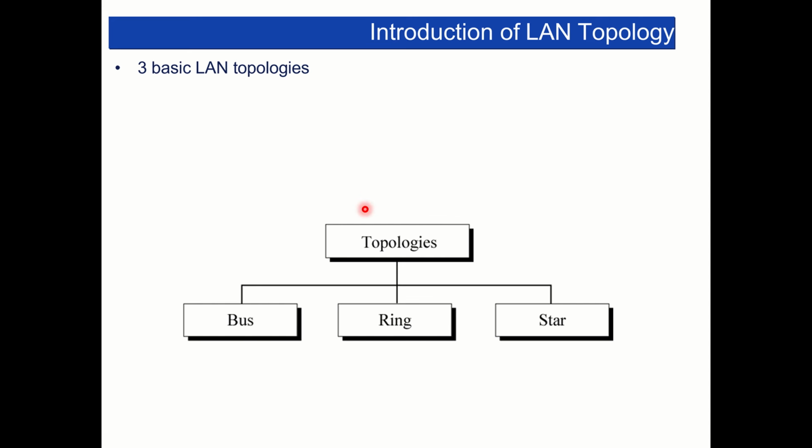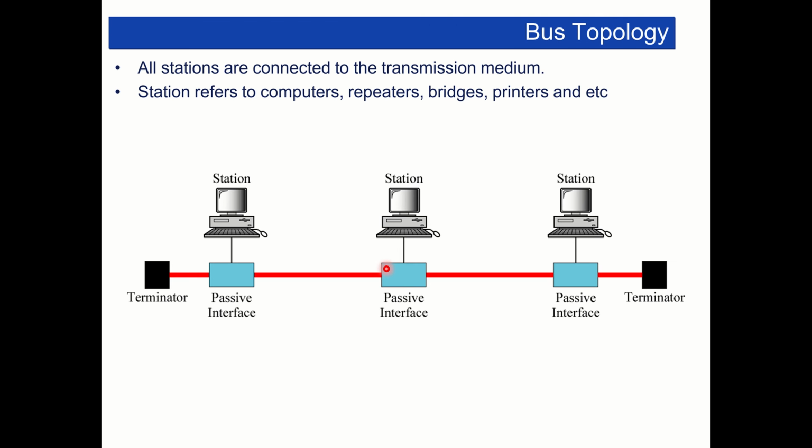So there are three basic LAN topologies, some of which might be not really commonly used in recent days, but it is the basis of the newer technologies in LAN. So we have three main type, which is the first one is bus, second one is ring, and the third one is star. So these two topologies, which is bus and ring, we don't usually use it anymore in recent years.